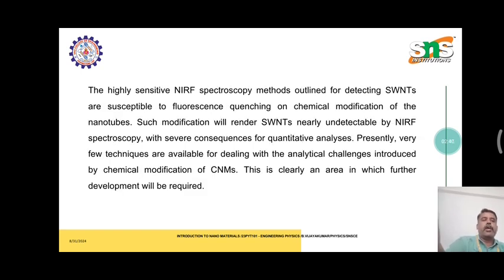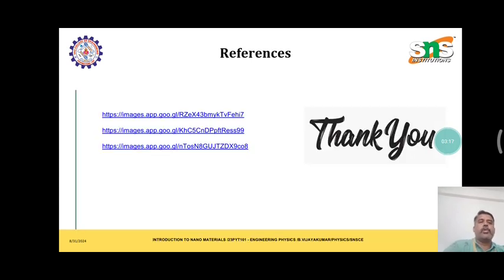The highly sensitive NIRF spectroscopy method is used for detecting single-wall carbon nanotubes. However, fluorescence quenching on chemical modification of the nanotubes, such as functionalization, will render single-wall nanotubes nearly undetectable by NIRF spectroscopy. Presently, very few techniques are available for dealing with the analytical challenges introduced by the chemical modification of CNMs. This is clearly an area in which further development will be required for carbon materials.